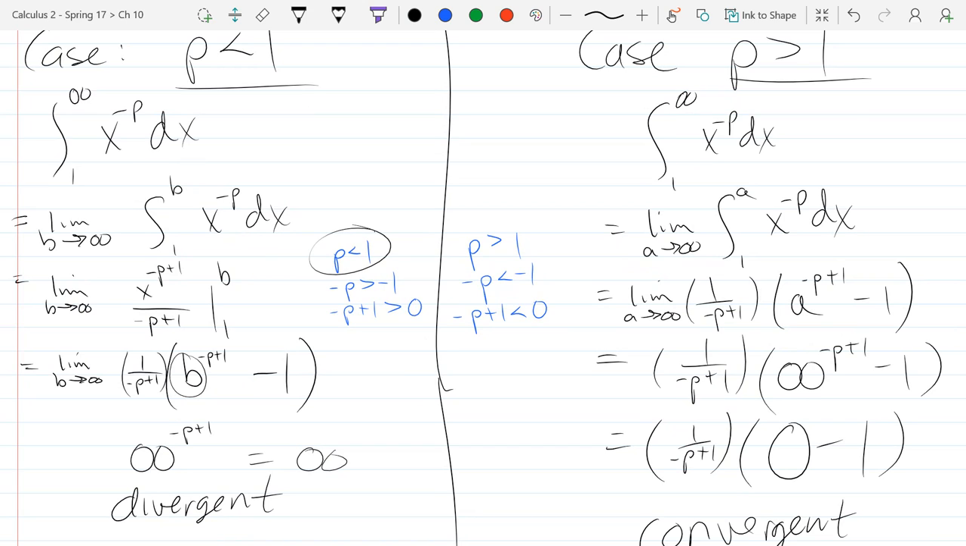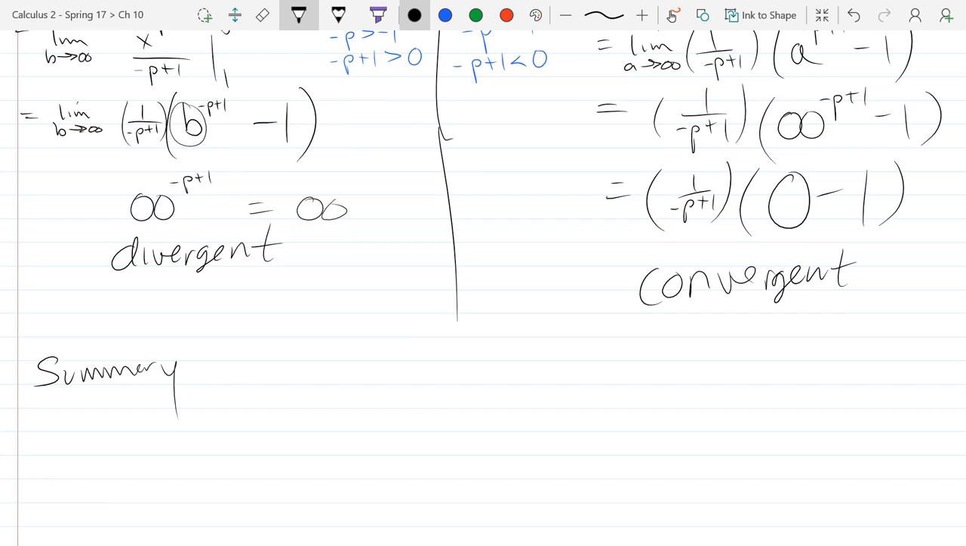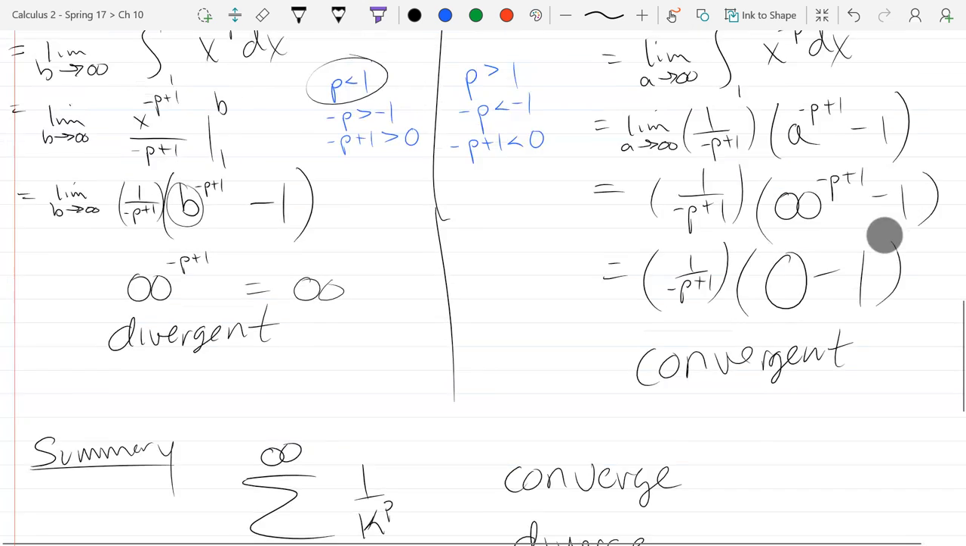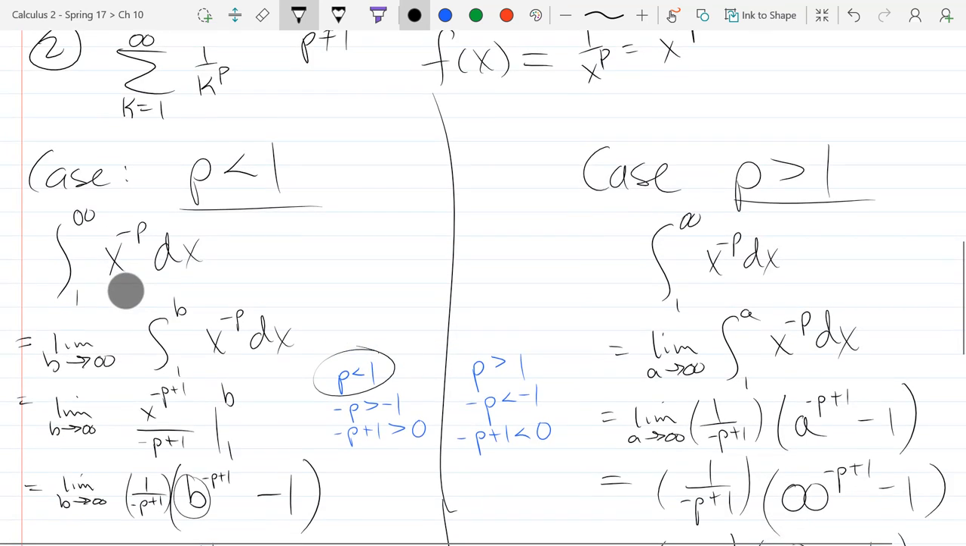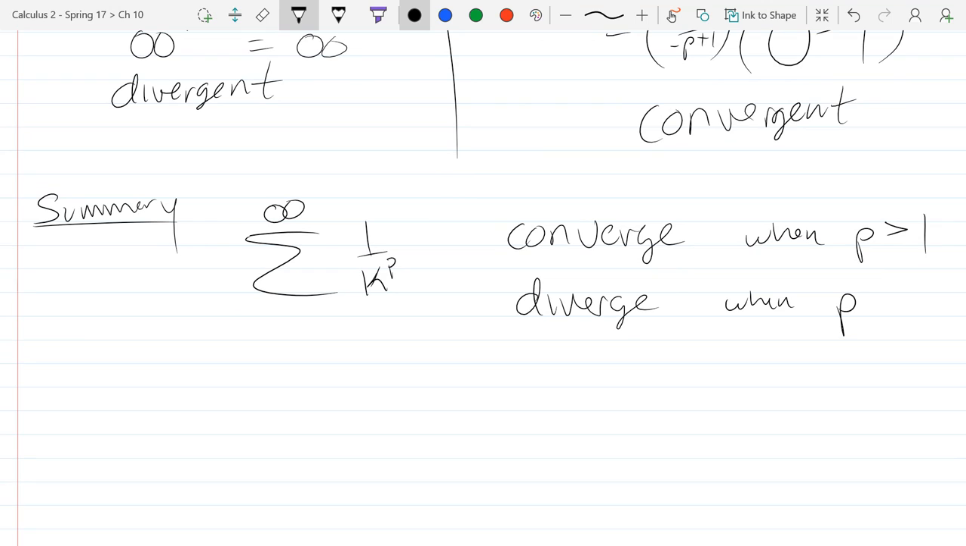So let's summarize everything. We got two results here and our p equals 1 result from above. So we had 1 over k to the p. It could start anywhere as long as you're not going to use 0, so I'll just leave the bottom part blank. This is going to converge sometimes and diverge sometimes. We said it converges when p is greater than 1, and it diverges if p is less than 1 and if p equals 1. So put them both together: p is less than or equal to 1.